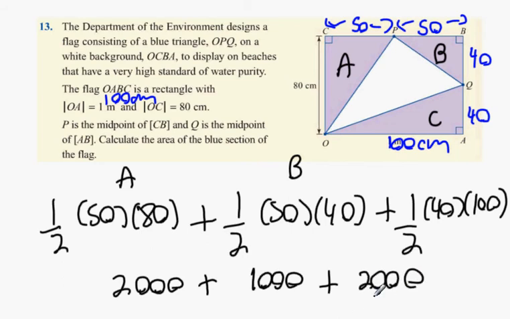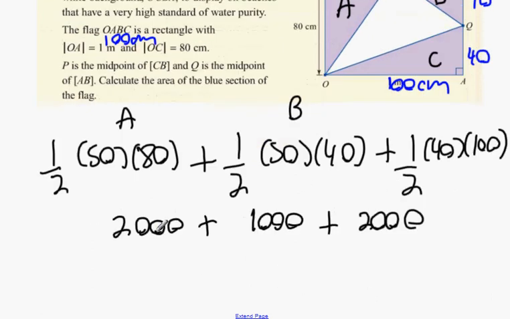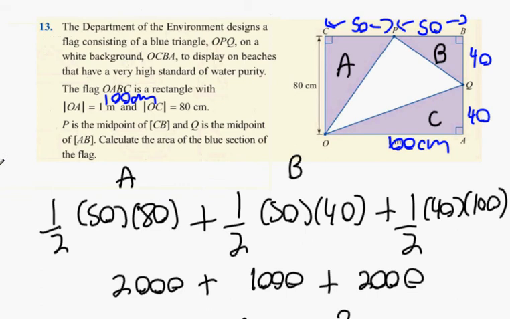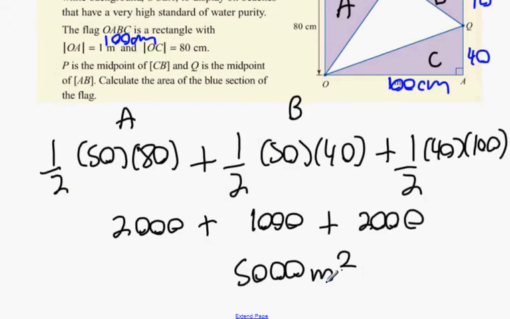Thank you. Okay, plus 2,000. So what we get is 2,000 plus 1,000 plus 2,000 gives you 5,000. It's 5,000 meters squared. Right, so just 3 triangles. Nothing you haven't done before. Sorry, is it centimeters? Yeah, sorry, my bad. Centimeters squared. Excuse me.